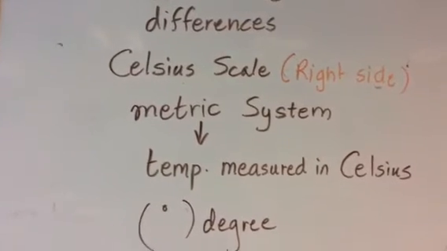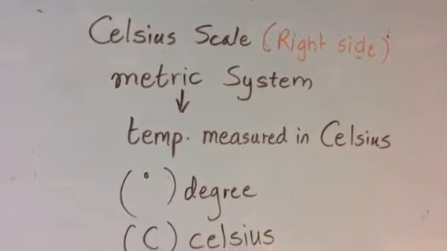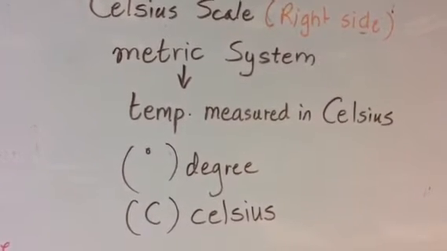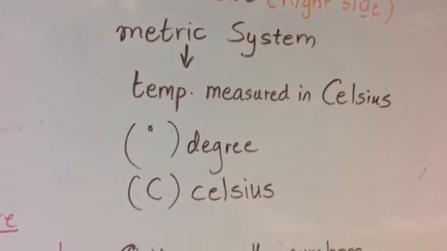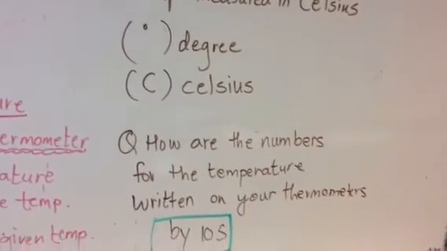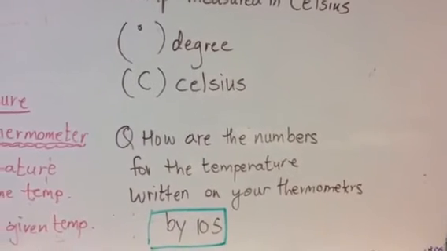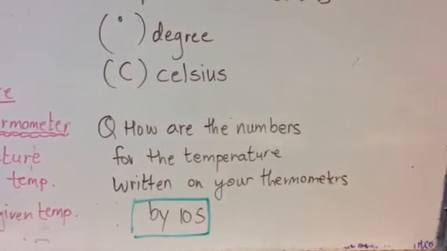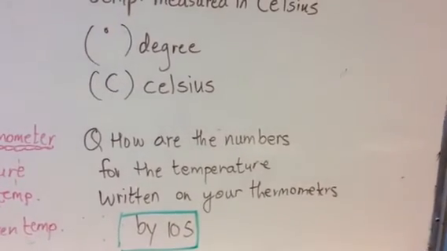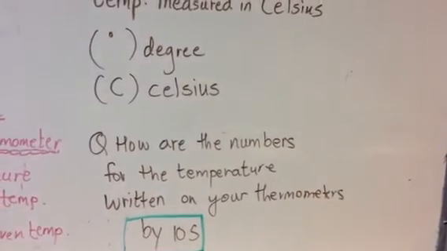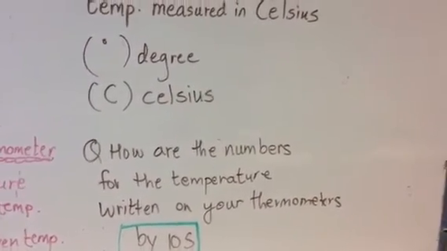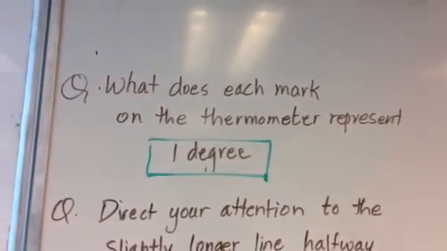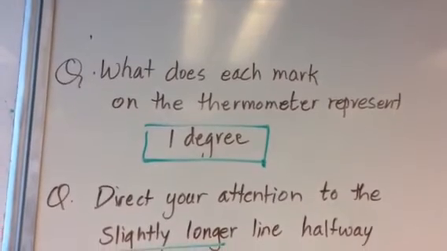In the metric system, we measure temperature in Celsius. The small zero at the top is the abbreviation for degree. C is the abbreviation for Celsius. How are the numbers of the temperature written on your thermometer? By 10 Celsius or 10 degrees. Okay. What does each mark on the thermometer represent? Each mark on the thermometer represents 1 degree.